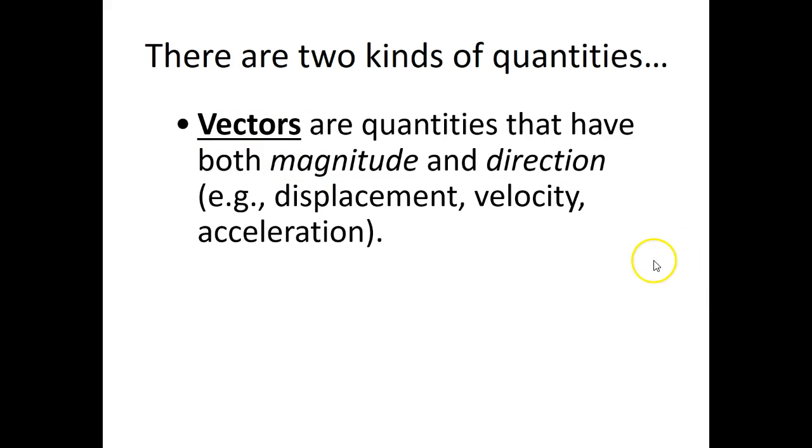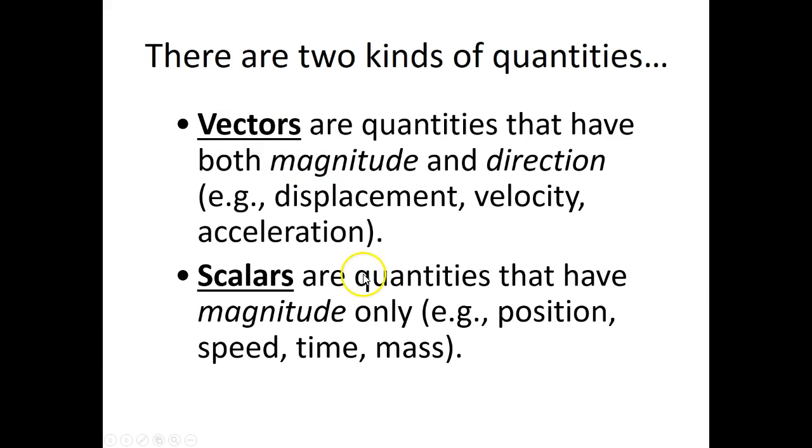A scalar is a quantity that only has magnitude. I don't have anything else with that. Speed: I'm going 5 meters per second, doesn't matter which direction. Time: 5 seconds. 5 kilograms. If I have a position and I haven't talked about where it is, I just say I'm at the 25 kilometer point. That is position. Vectors and scalars, it's really important that you know the difference between the two.